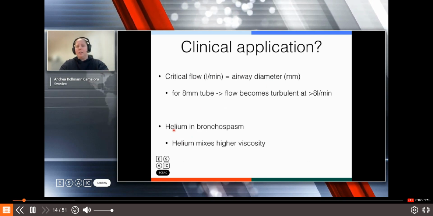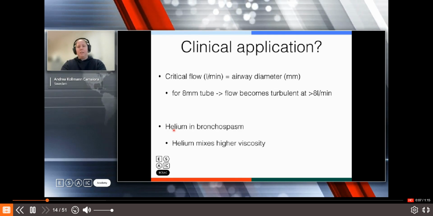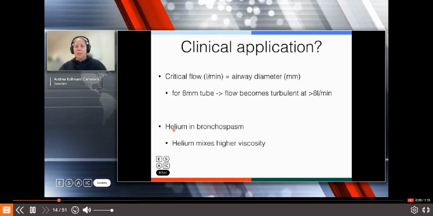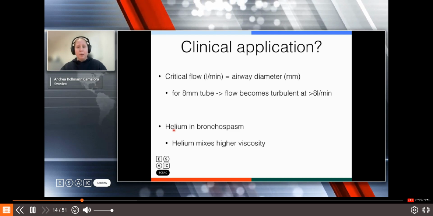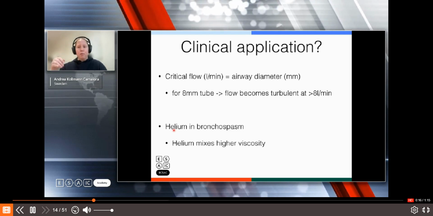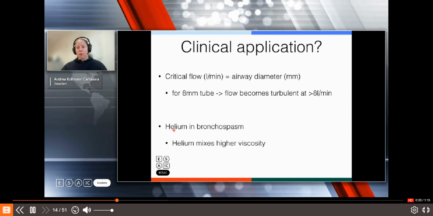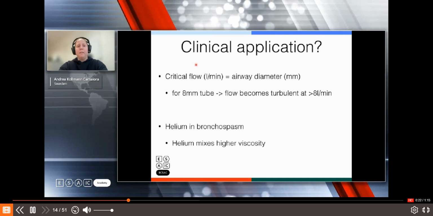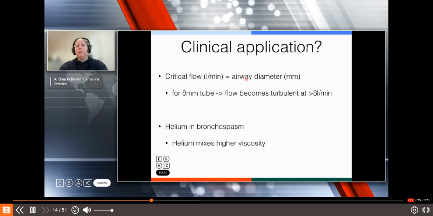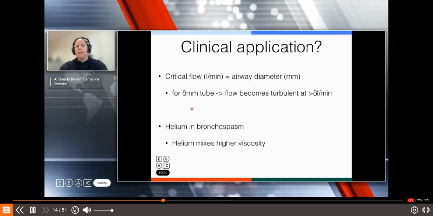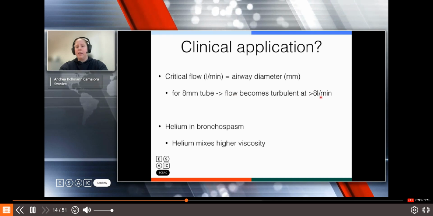And you're telling me, okay, you've told me about one clinical application. What other clinical applications are there? Well, we ventilate patients in our anesthesia machine every day. We put tubes in the airway, and tubes have a diameter. So I need to make sure that the flow that I'm putting through my tubes is not too high. Otherwise, the flow will be turbulent. So, for example, there's something called the critical flow, depending on the airway diameter. For an 8 millimeter tube, the flow becomes turbulent at over 8 liters.